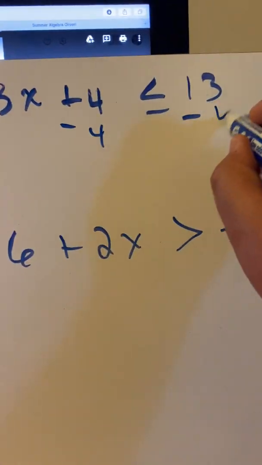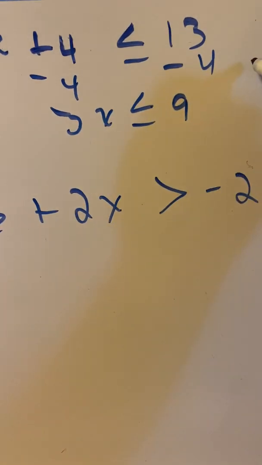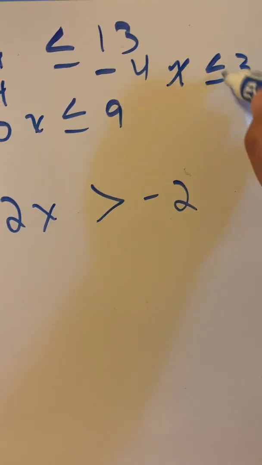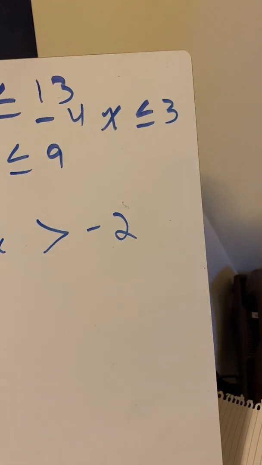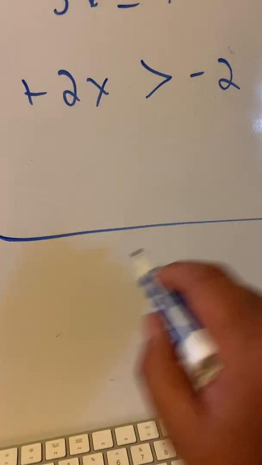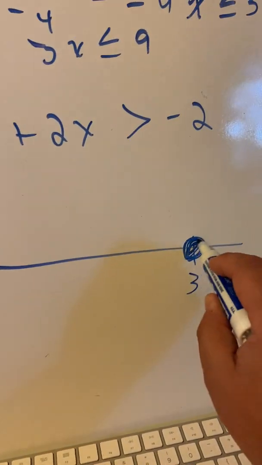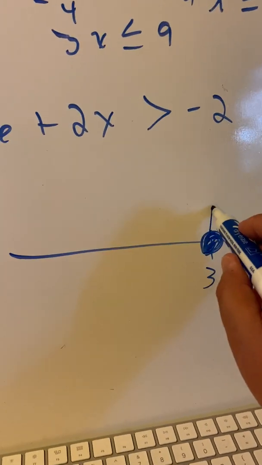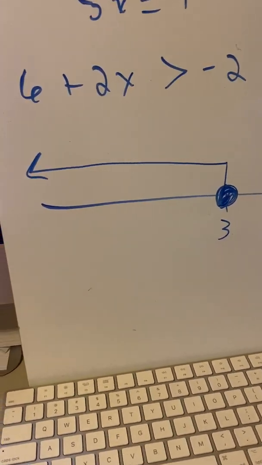Subtract the 4. 3x is less than or equal to 9. This one is x is less than or equal to 3. That's what the first one turns out to be. I'll make the number line down here, and I'll make 3 over here. It's less than or equal to, so it's a shaded in dot, and it's all numbers less than, and less than on a number line goes to the left.